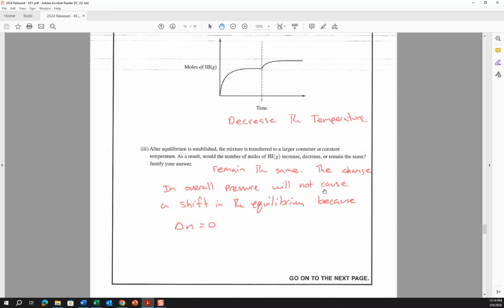The change in overall pressure will not cause a shift in the equilibrium because moles of gas are equal on each side, or delta N is 0. Okay.